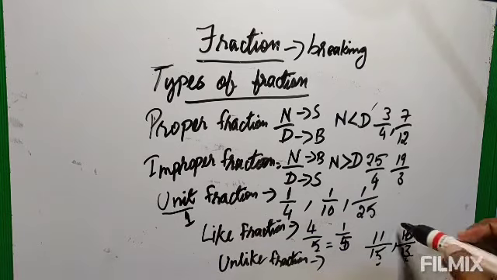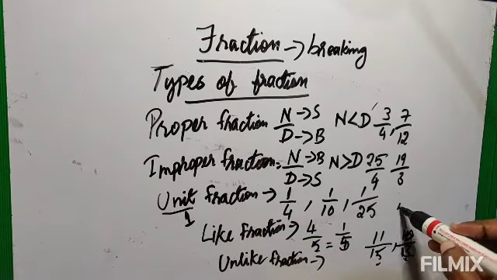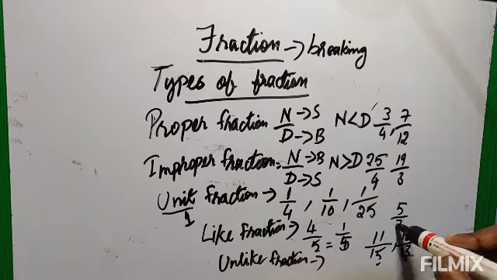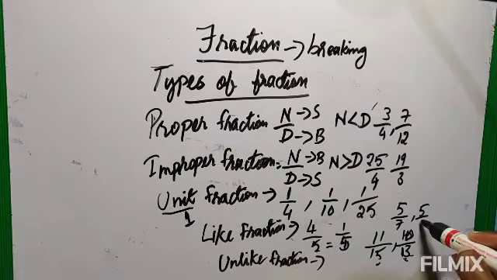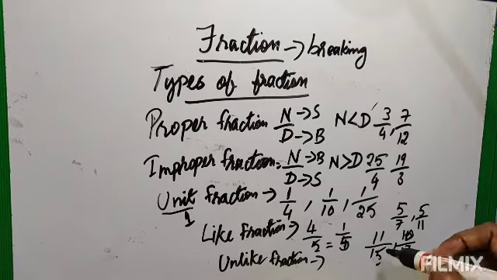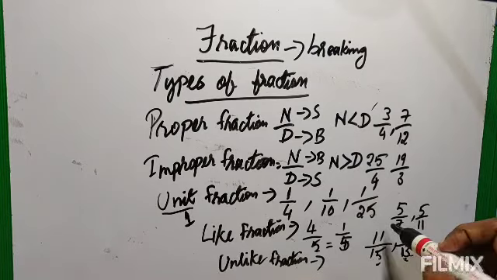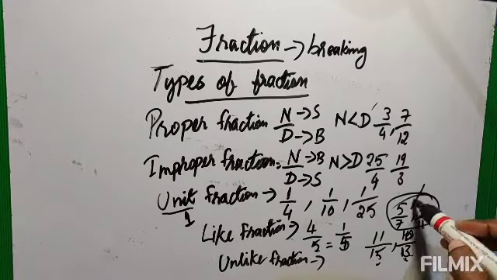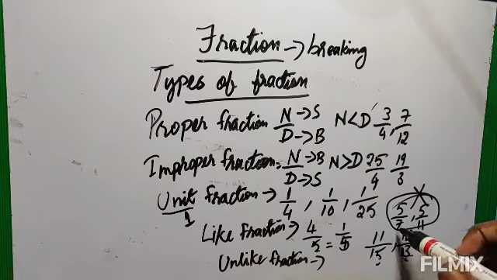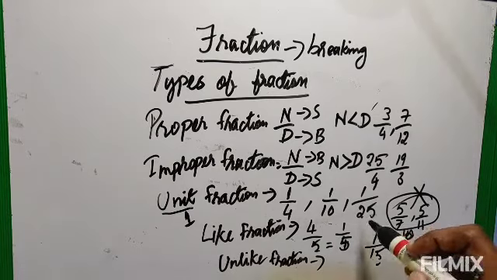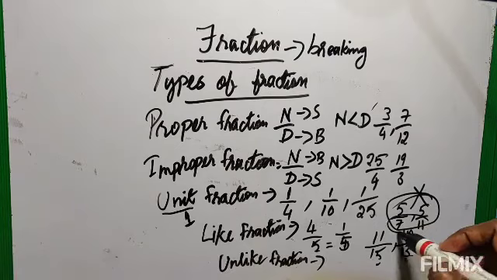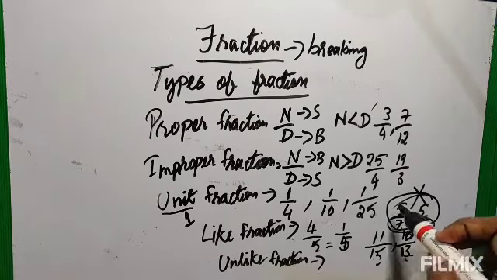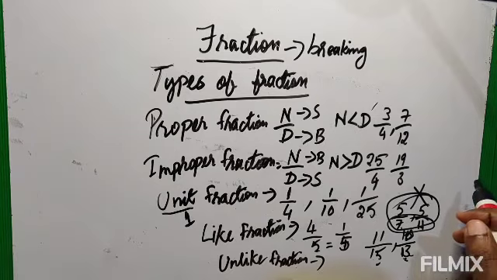Another example let me give now. Suppose it is like this, 5 by 7, 5 by 11. You see here the numerator is the same. So can you say this is like fraction? This is not a like fraction. This is also an unlike fraction. So for like fraction and unlike fraction, we compare only the denominator. We don't compare the numerator. We compare only the denominator. If the denominator is the same, they are like fractions.